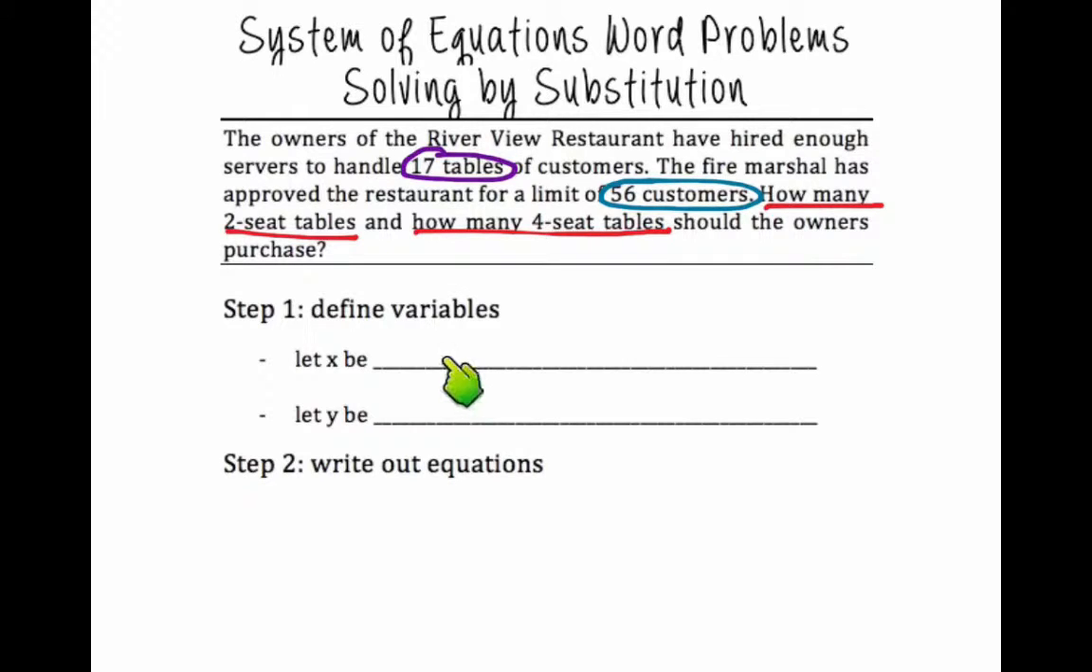So as we're defining our variables, we really need to think about what are we looking for to answer? What questions do we have? Well, that's this right here. How many 2-seat tables and how many 4-seat tables? So let's use our variables for those. X and Y are the common variables, but we could use other variables. But in this case, it doesn't make sense to use anything else. So we just have to remember. Let's go ahead and use X to represent the number of 2-seat tables. And let's let Y then represent, can you guess, the number of 4-seat tables.